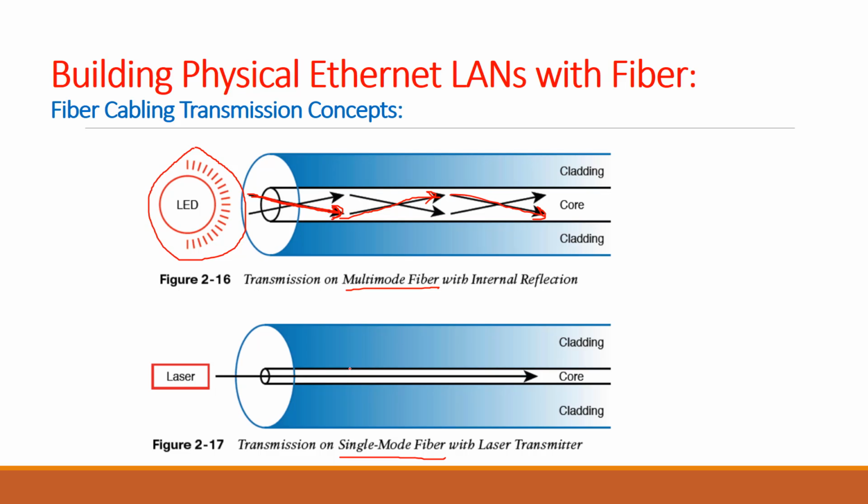But for single-mode fiber, we use a laser as the light source, where the beam goes inside the core to the other side. So for fiber, we have single-mode and multi-mode. Single-mode uses a laser as a source of light. Multi-mode uses an LED as a source of light. And for multi-mode, we have total internal reflection inside the core.